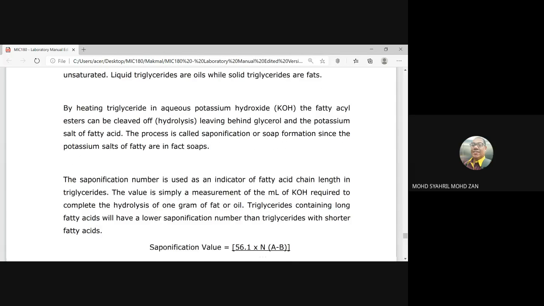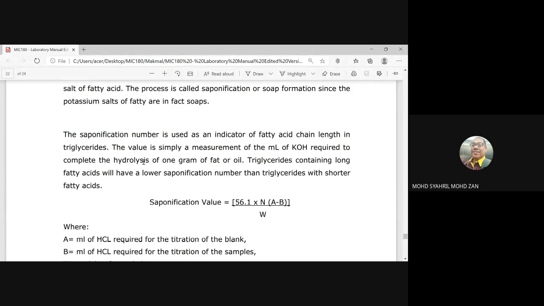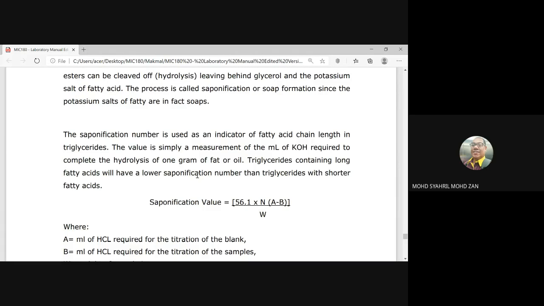Why we need the saponification number is as an indicator of fatty acid chain length in the triglyceride. Triglyceride is one of the fats. The value is simply a measurement of the milliliters of potassium hydroxide required to complete the hydrolysis of 1 gram of fat or oil. Triglycerides containing long fatty acids will have a lower saponification value. It's vice versa: if we have shorter fatty acids, the value will be higher.